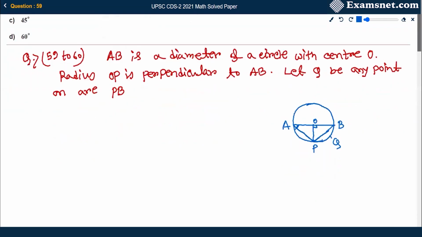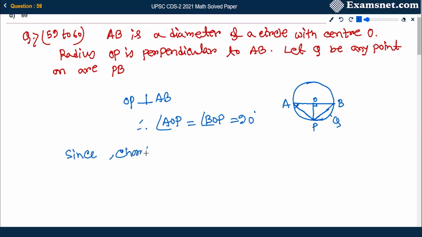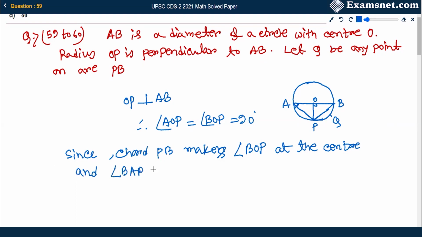So here we can write, since AB is the diameter of a circle with center O and radius OP is perpendicular to AB, therefore we can write AOP equals BOP, that is 90 degree, correct? Also, since chord PB makes angle BOP at the center, and angle BAP is at the point A on the circle.